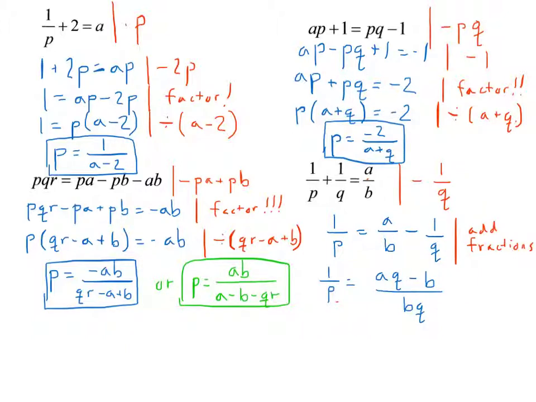With a common denominator of bq, the a becomes aq, minus 1 becomes minus b. And now I can reciprocate both sides. Flip the fraction, bottom goes to top, that's b, top goes to bottom, and that is what we are left with there.